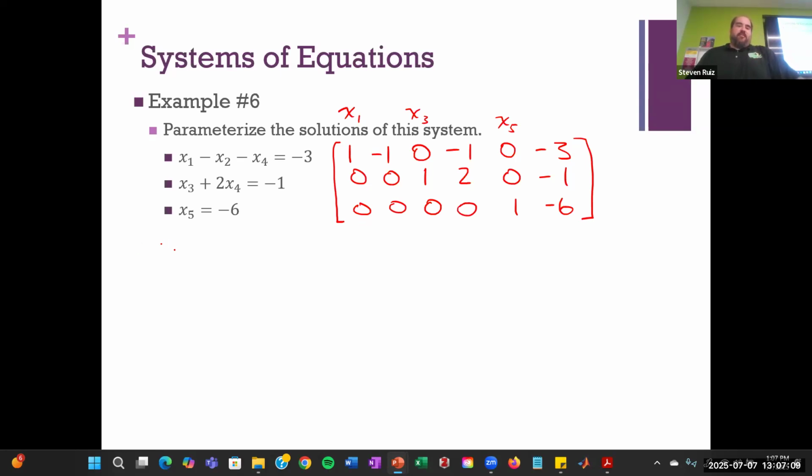So when I write our solutions out, we're going to have x1 equals something in terms of other variables. Same with x3 and x5. x5, I think we can probably square away just as -6, right? What about x3?